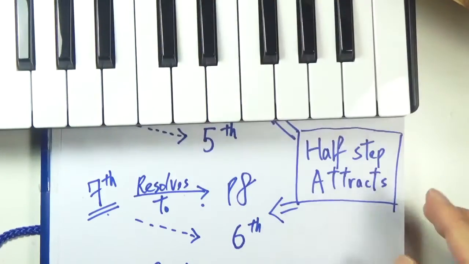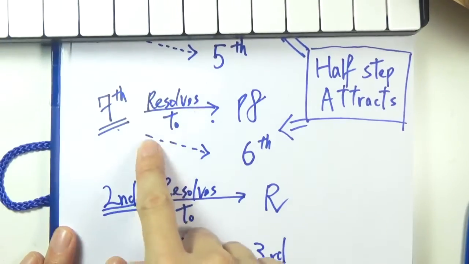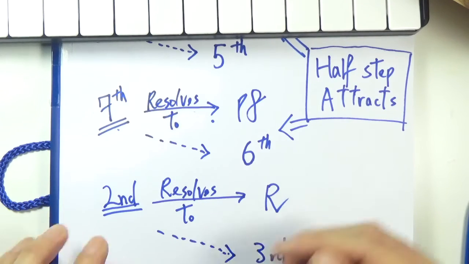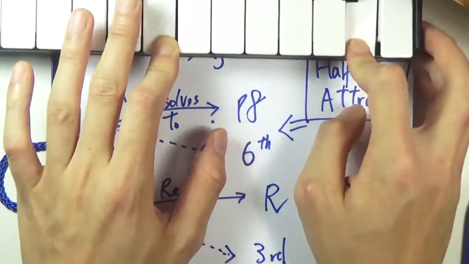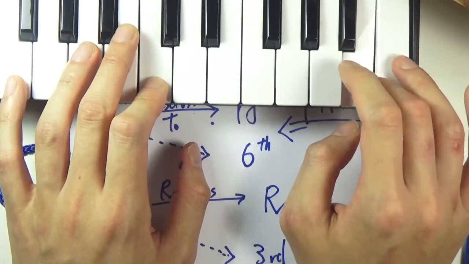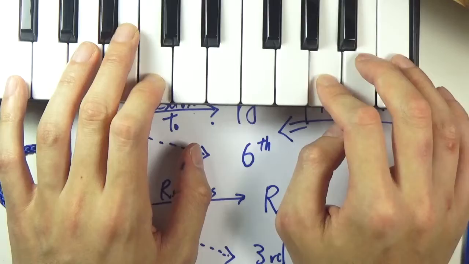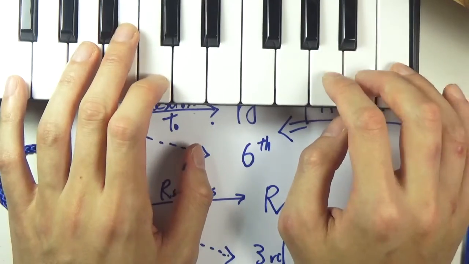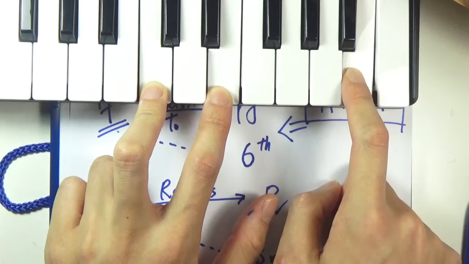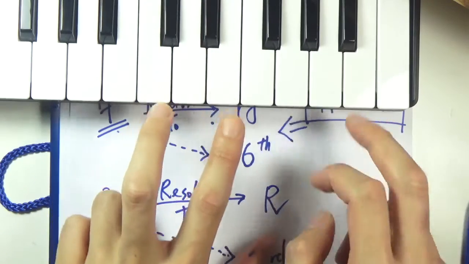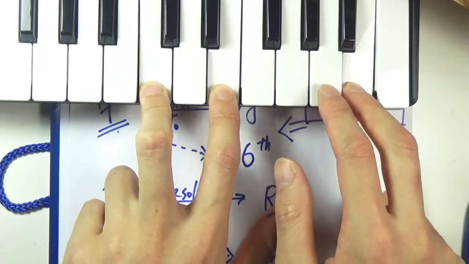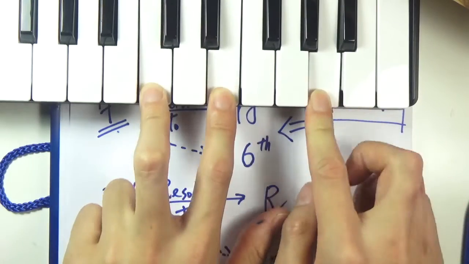Another way to do it, dotted line, so less strong resolution. The 7th can also resolve to the 6th. In jazz, often we will end on a C major. For example, if you have a C major 7 chord, and we will worry about chords later in the harmony section. For now, just simply focus on this degree here. You will hear a C major 6 coming right after the major 7 chord.